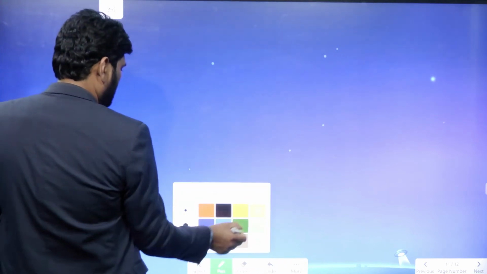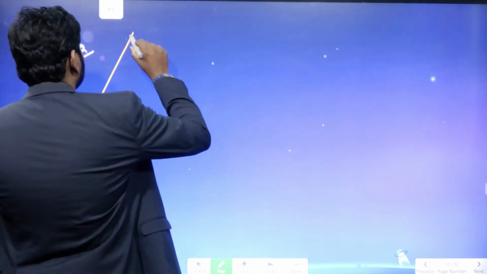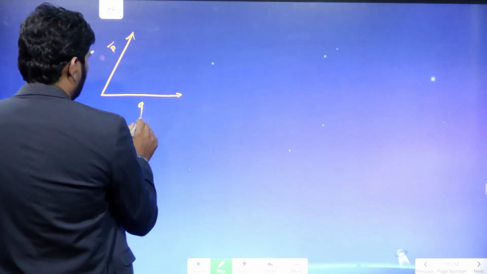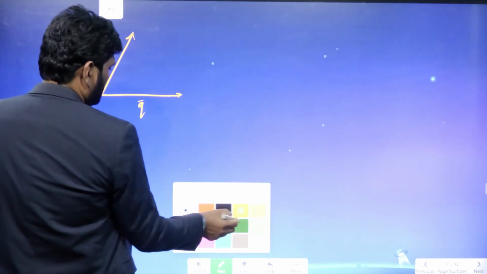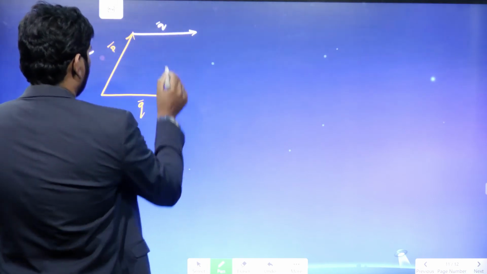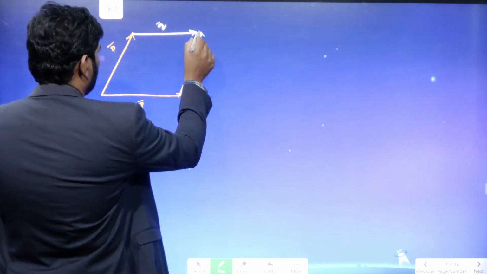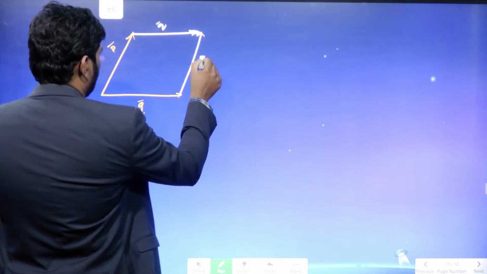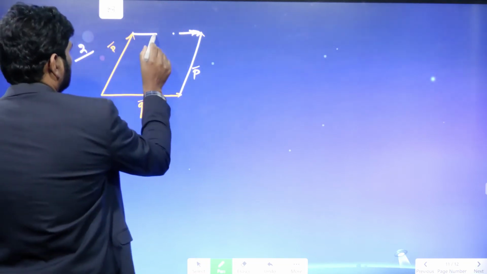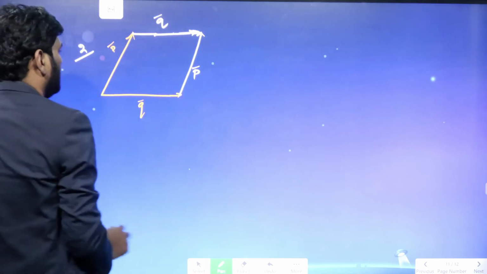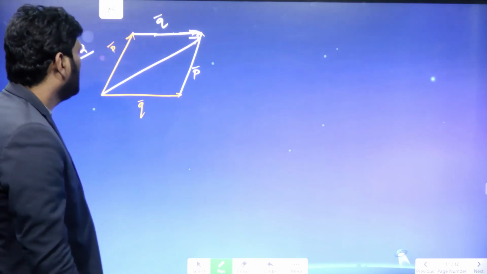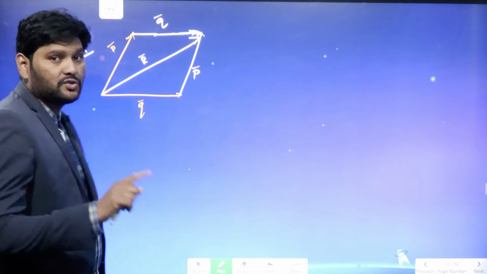So let me draw the parallelogram. This is P bar and this is Q bar, and using this I'll take this also Q bar, and this also P bar. This is P bar. This is Q bar. And now this is your resultant vector. That is actually one diagonal.